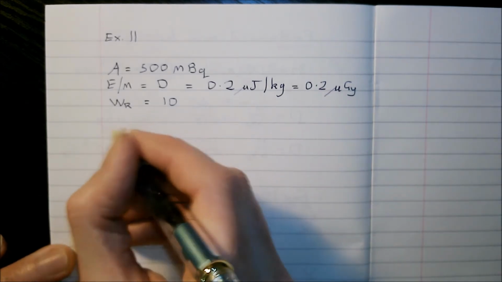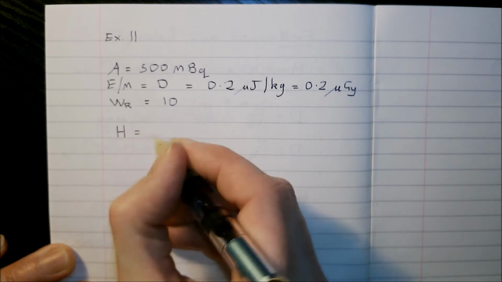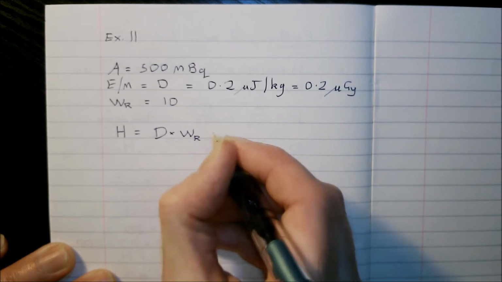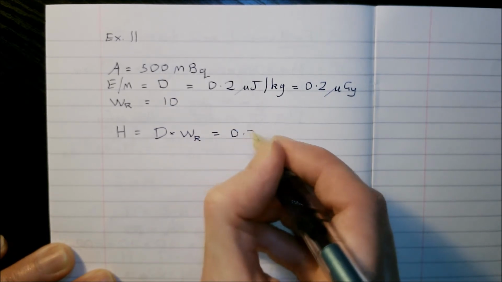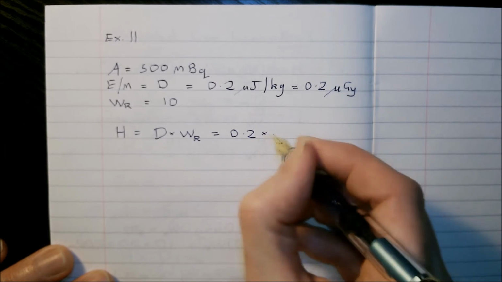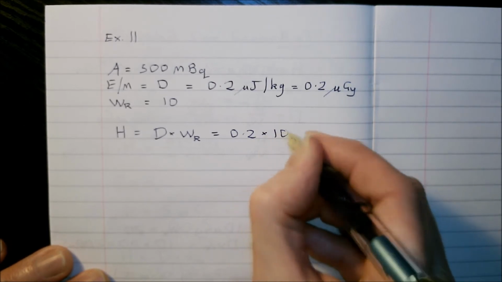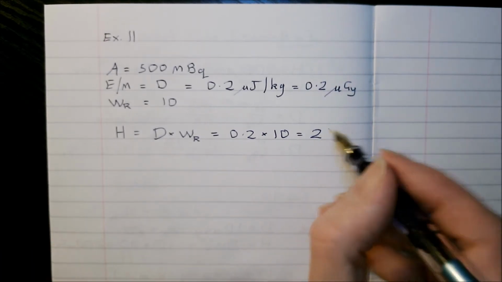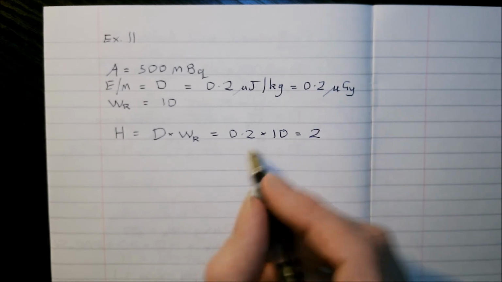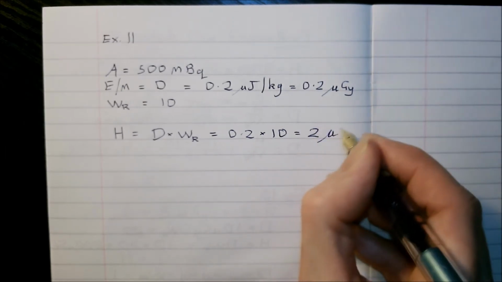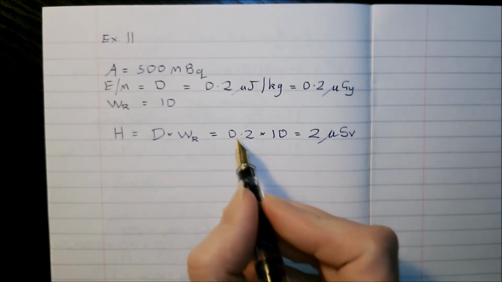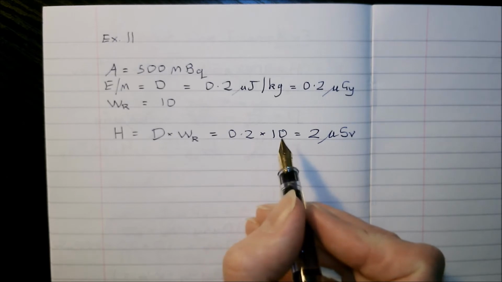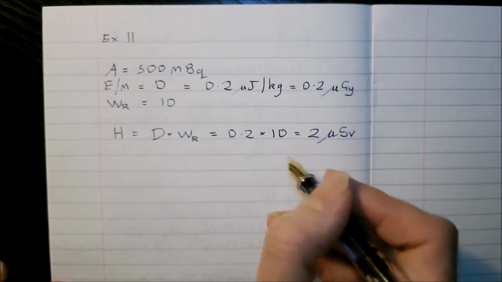And the last piece that I need really is the equivalent dose, H, equals D times WR, which would be 0.2 multiplied by 10, which gives me 2. Now, units for this will be sieverts or microsieverts. Because I've used micrograys, then I will have microsieverts. If you want, you could have done 0.2 times 10 to the power of minus 6 times that by 10, and you would get your answer in sieverts.